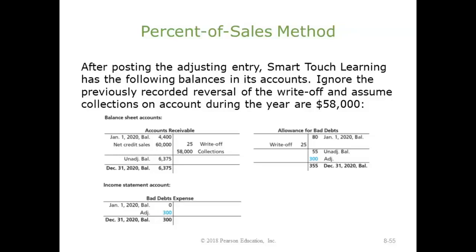Now, the bad debt expense is only going to increase when you have the bad debt expense. Accounts receivable is always going to increase with credit sales, and it's always going to decrease with cash collections. They're also going to decrease with any account write-offs. So again, very good theory to know on this one.